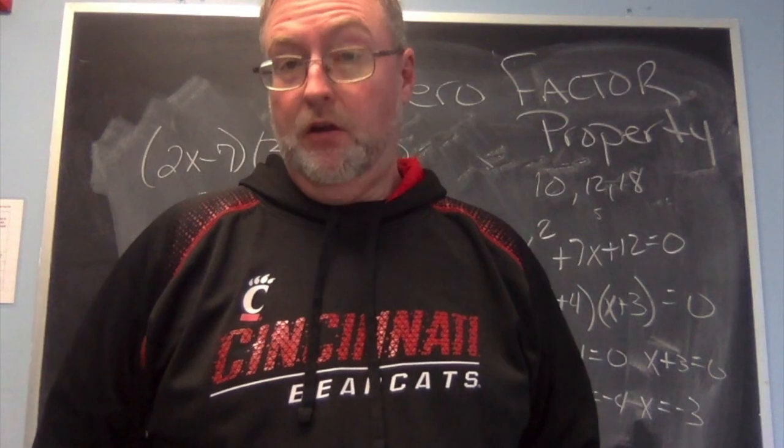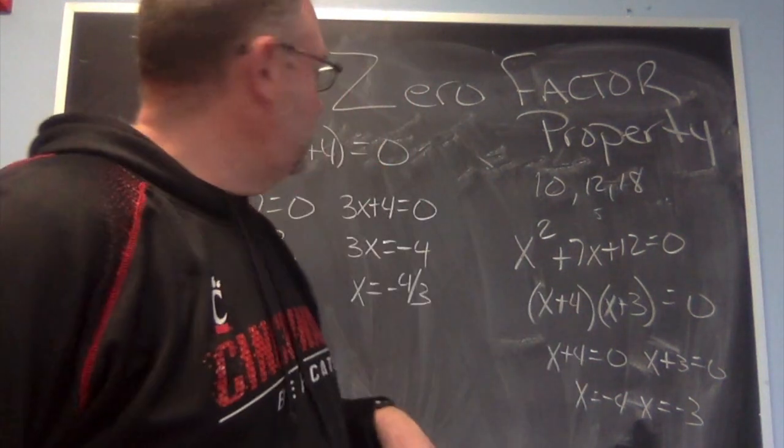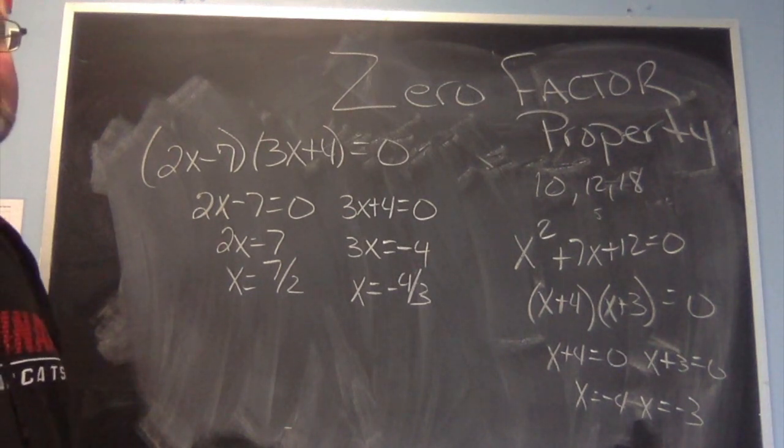All right, how'd you do? Let's check it out. All right, number 10. I have it right here on the board: 2x minus 7, 3x plus 4 equals 0.